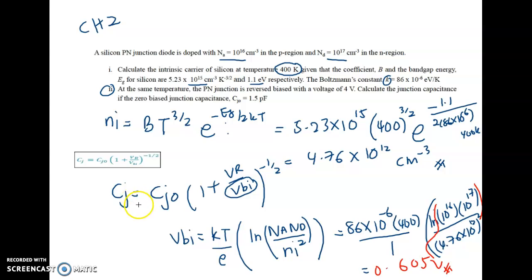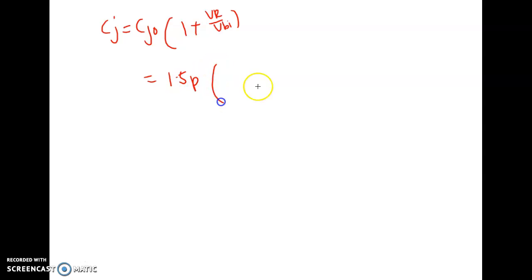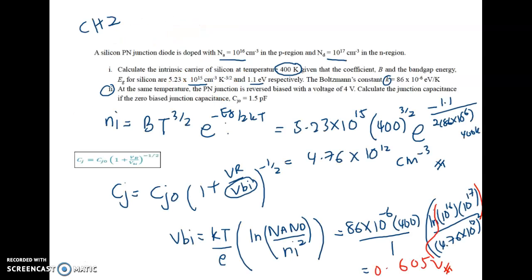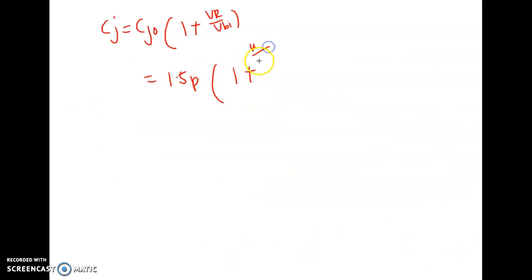So how can you get your CJ? Just now, your CJ is CJ0 times (1 plus VR over VBI). Given just now, your CJ0, the initial capacitance, is 1.5 pico. 1 plus your reverse voltage here, which is 4 volt, divided by 0.605.